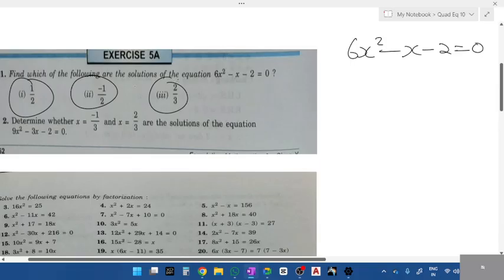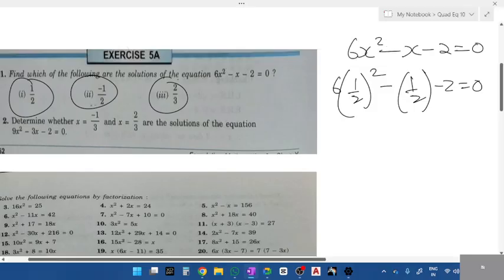Yes, unmute and answer. You have to check which of the three are solutions. So take 1 by 2 and substitute. Check whether you're getting 0. 1 by 2 the whole square. In place of x, you have to substitute 1 by 2 minus 2, 0. Try this.